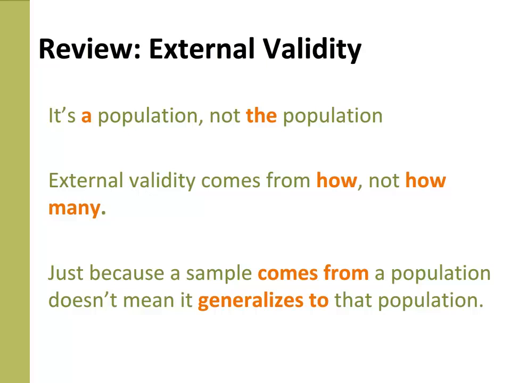Another is that external validity comes from how, not how many. One mistake that I see students making a lot in their early training is that they'll say, oh, well, they collected data from 2,000 people. This is automatically good. This is a strong study. The more important question is how, not how many. So maybe I took 2,000 people from one specific location. That's not going to be very generalizable.